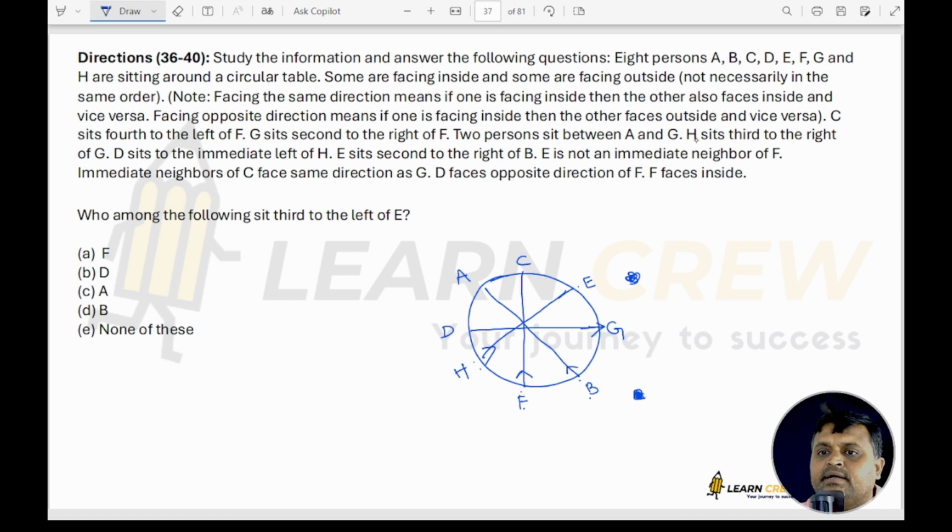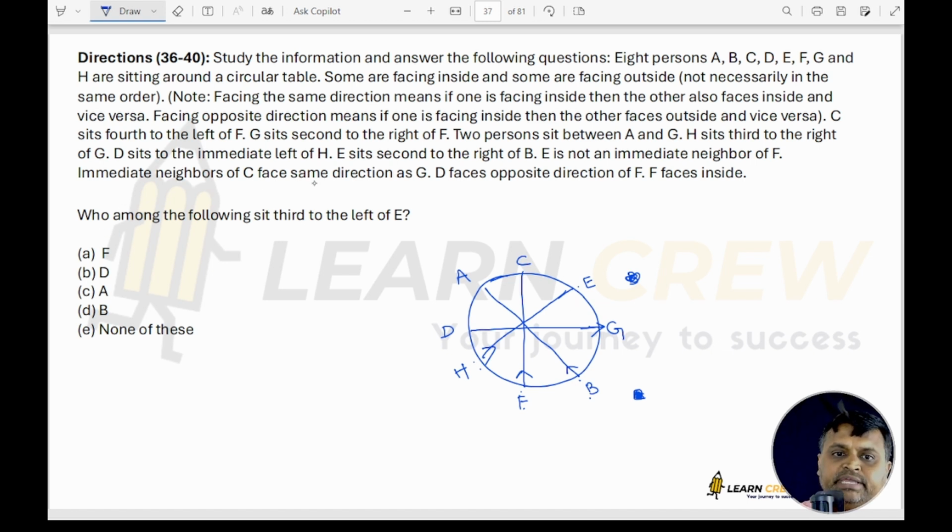And H is third to the right of G. D is to the immediate left of H. Next thing is E is second to the right of B, and E is not an immediate neighbor of F.